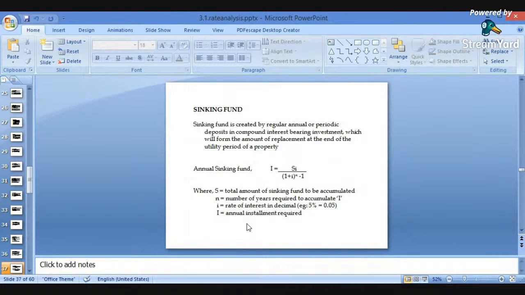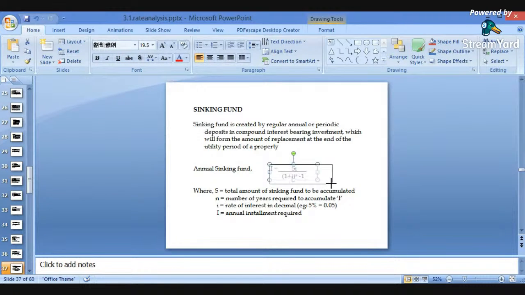Then what is sinking fund? Already we have discussed in the previous slide. It is the amount which has been kept aside that can be used after the life of the building has been completed, for replacement or reconstruction. So what is the formula for sinking fund? The annual installment required for the sinking fund, capital I, is equal to capital S into small i, divided by 1 plus i raised to n minus 1.